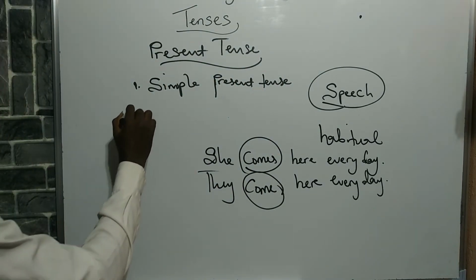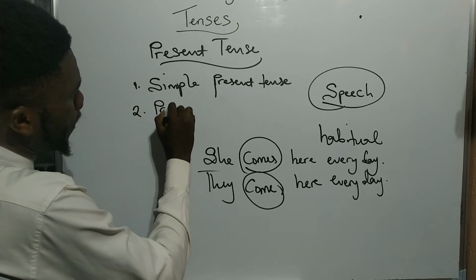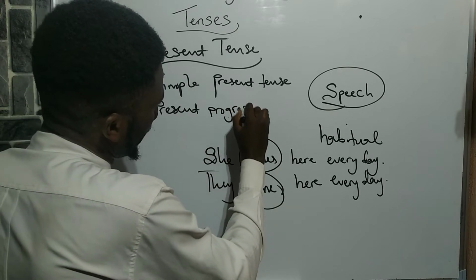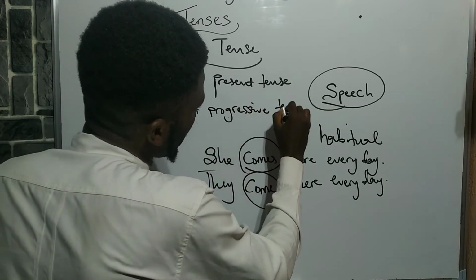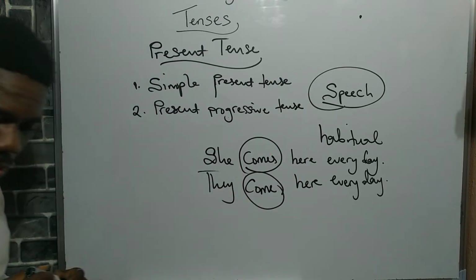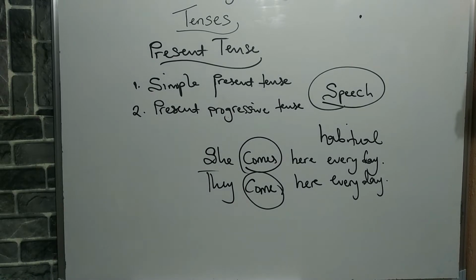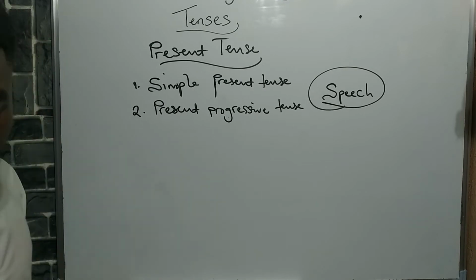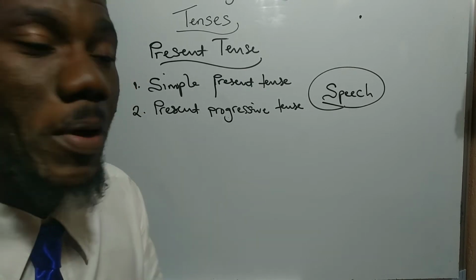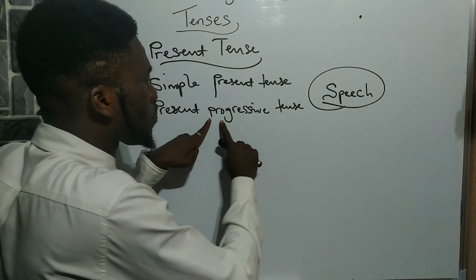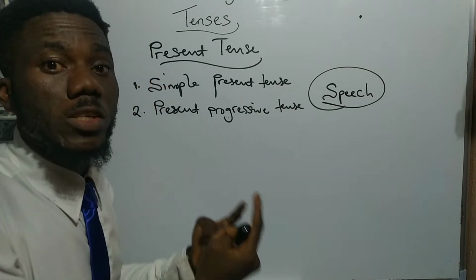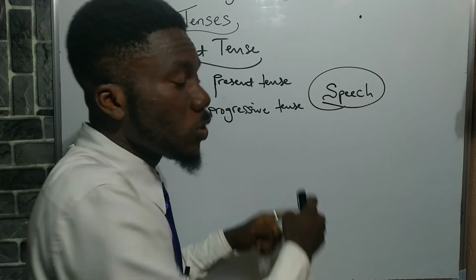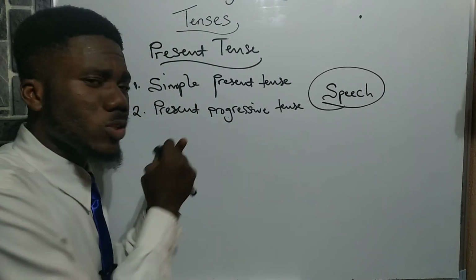Now, the second one is the present progressive tense. The present progressive tense. Now, when you talk about this present progressive tense, what does it mean? Take note that some persons, instead of referring to this as progressive, will choose to call it continuous. It means the same thing. Present continuous tense, present progressive tense, you are still talking about the same thing. Now, what does this one mean?